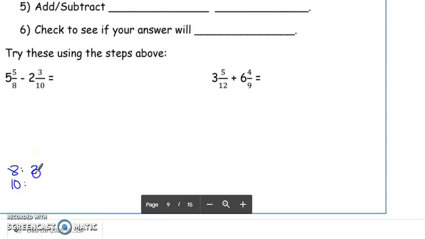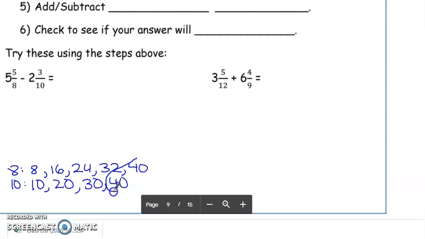So 8 times 1 is 8. 8 times 2, 8 times 3, 8 times 4, 8 times 5. I normally start with 5 numbers and see if that's enough. If it's not, I'll come back to it. 10 times 1, 10 times 2, 10 times 3, 10 times 4. Ooh, and I don't have to go any further because there it is. That's the least common multiple. That's the smallest number that 8 and 10 will go into, okay? So we found our common denominator.